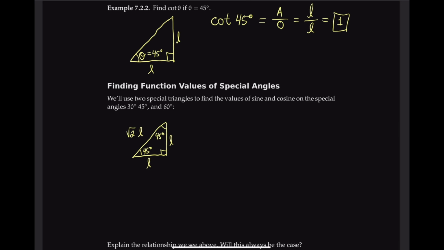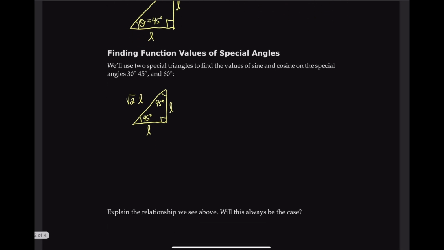And now, with that, we can actually come up with the values of the sine, the cosine, and the tangent of 45 degrees. So we know the sine of 45 degrees should be what? That should be the opposite over the hypotenuse. So if I choose one of these 45-degree angles, the opposite is going to be the length L, and the hypotenuse is going to be the length square root of 2L.